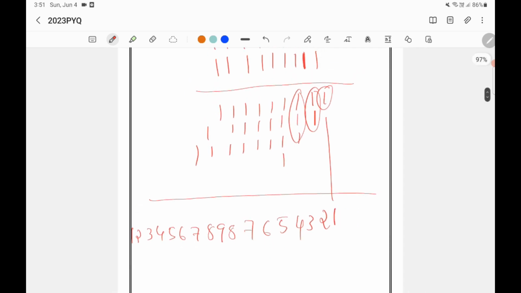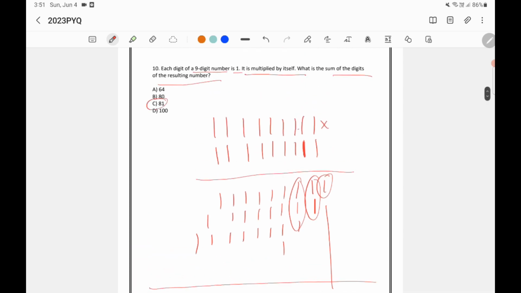Now if you add 1 plus 2 plus 3 plus 4 plus till 8, how much will come? That is 3, 6, 10, 15, 21, 28 and 36. So here also this will come 36. 36 plus 36 is 72. 72 plus the middle 9, you will get 81. So the answer is 81. So just remember this thing.